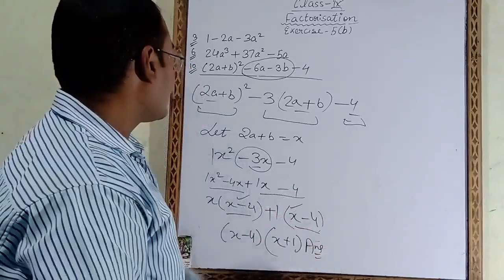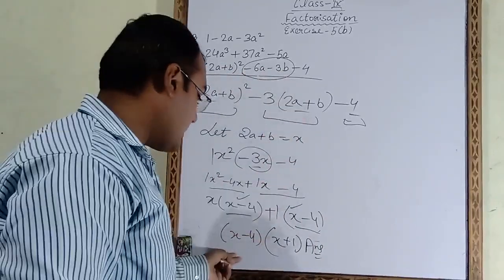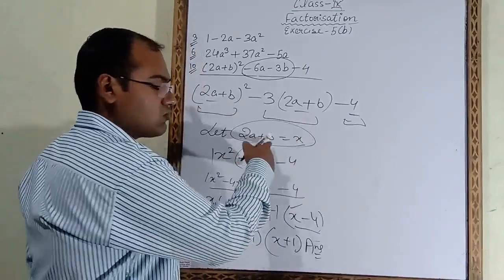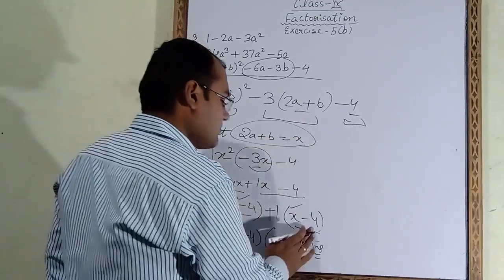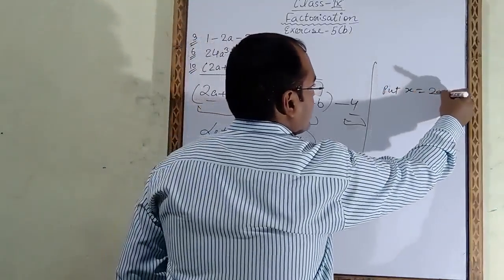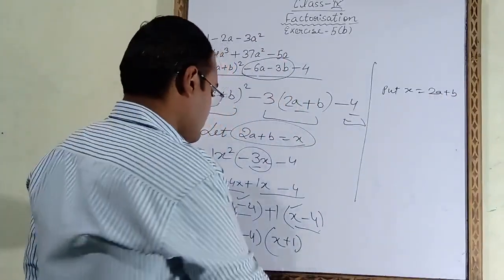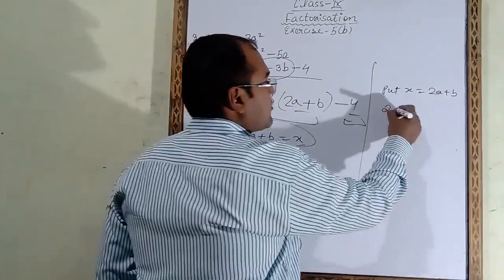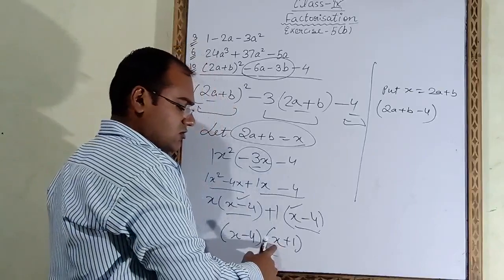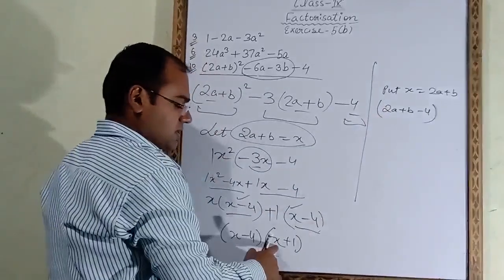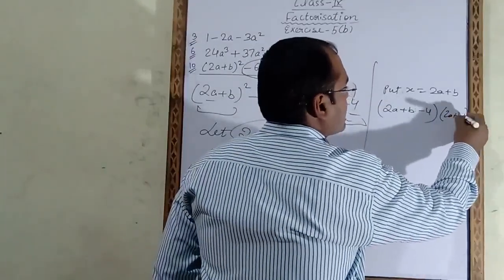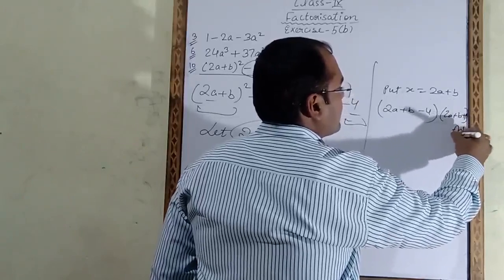But in the question he had given a, b alphabets, but our answer is coming in x. So what you have to do? This x we had assumed here. x value is 2a plus b. This value we have to put. This is not the final answer. You have to put x is equal to 2a plus b. So instead of x we will take 2a plus b, then minus 4. This one we have to write in one bracket. Here also instead of x we have to take 2a plus b. So 2a plus b plus 1. This is your final answer.